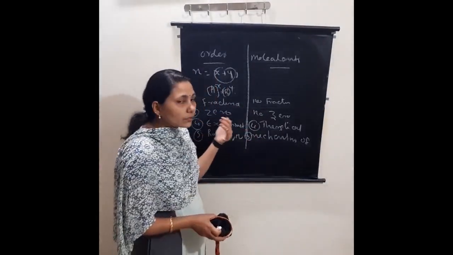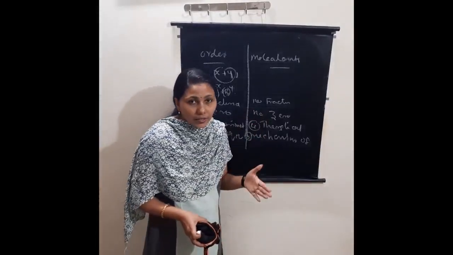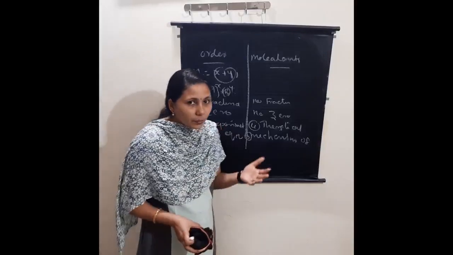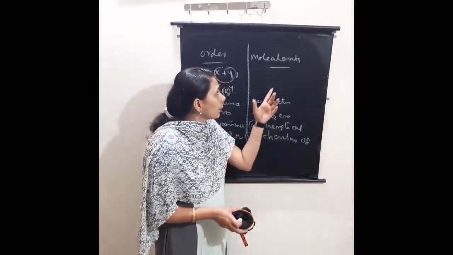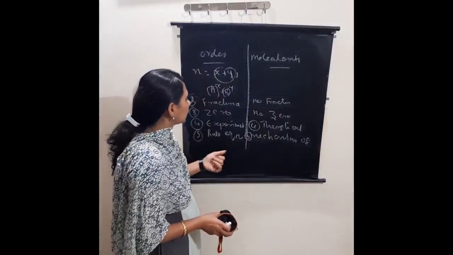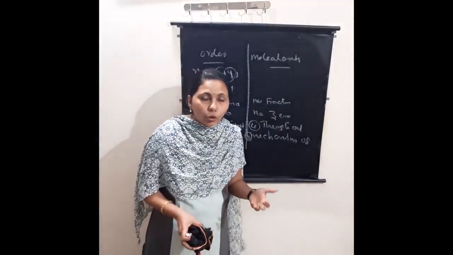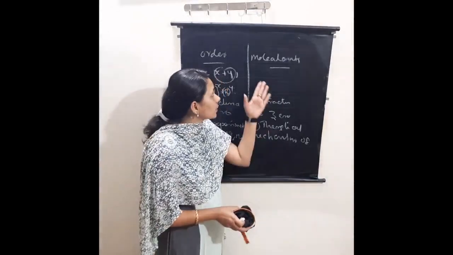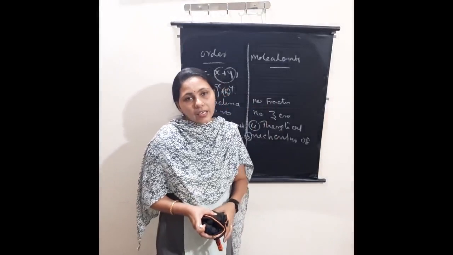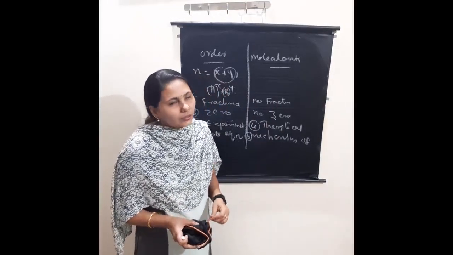Order may have 0, but molecularity has no 0 value. Order is an experimentally determined thing, but molecularity is a theoretically based thing. Order is based on which one? The rate law, the rate expression. And molecularity is mainly based on which one? The mechanism of a reaction.